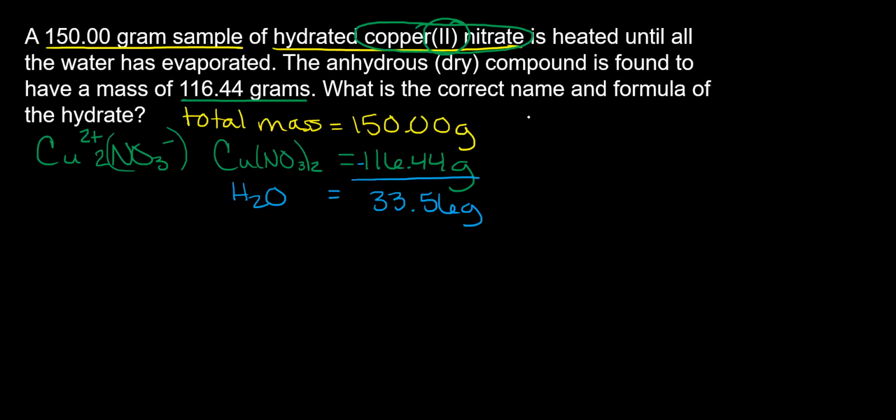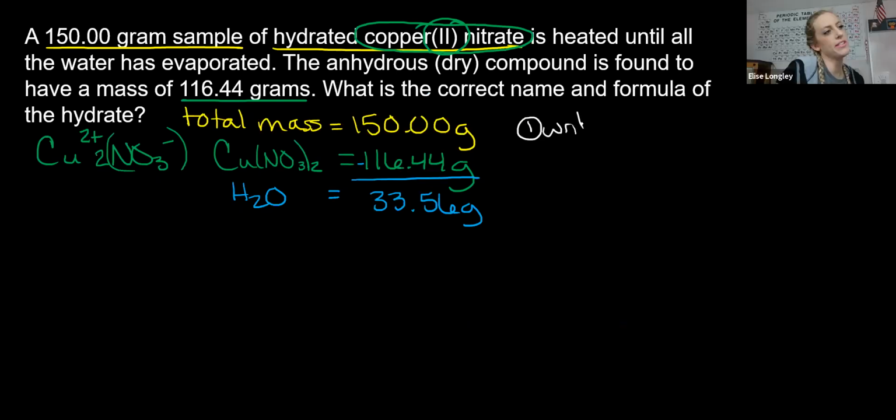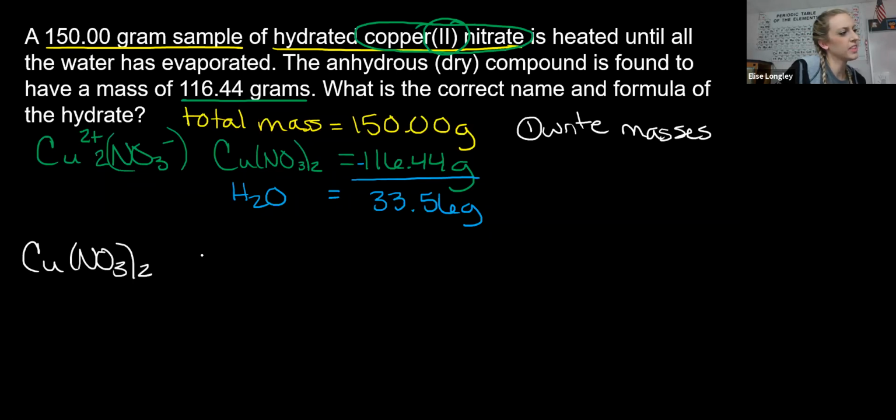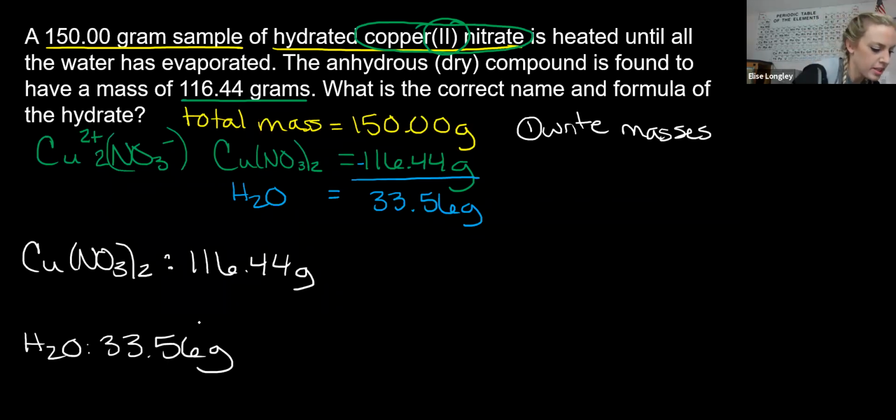So you start with the anhydrous and the mass of the hydrate. Yeah, one, we're going to write our masses, right? Right, masses. That was number 1. So for copper 2 nitrate, we said the mass was 116.44 grams, and for water, the mass was 33.56 grams. Awesome. What do I do next?